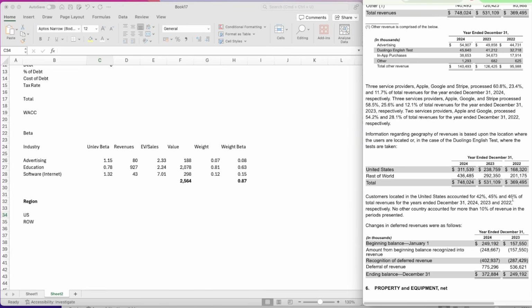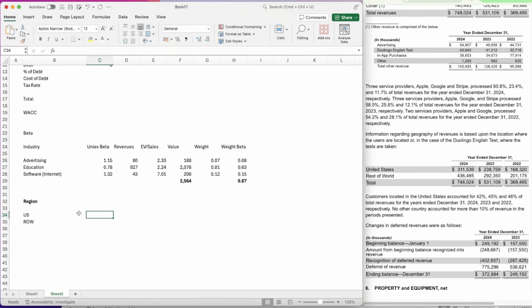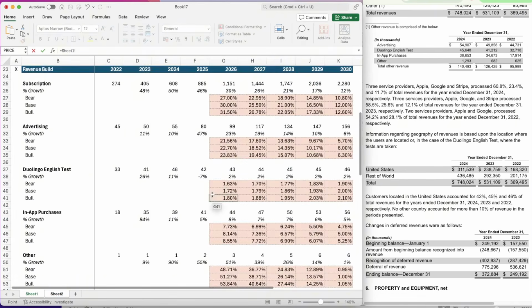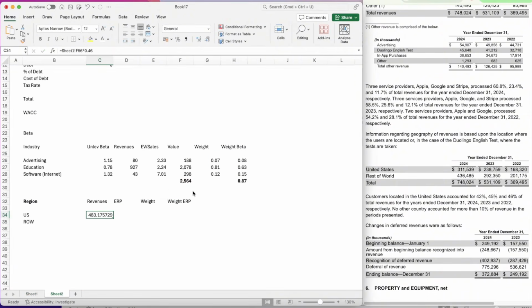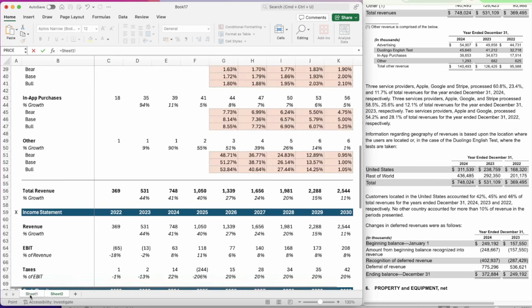Okay, we'll keep it at 46% of total revenue. So region, we want revenues, ERP, weight, weighted ERP. So this, we come over and take the total revenue for 2020, multiply it by 0.46. And this one, we take again, multiply it by 0.54.